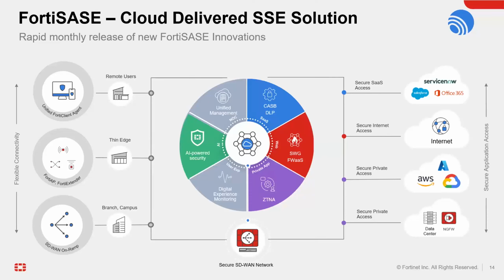So different types of connections, as I previously mentioned. There's thin edge, which is the access points, also utilizing our FortiExtenders, which have 4G and 5G. There's branch and campus, utilizing SD-WAN, which is one of the core components. That's what makes up the access part of SASE. The FortiClient, which we'll touch on in a moment. And then accessing secure internet access, secure private access, and I'll show you what the difference is with that as well. And then secure SaaS access.